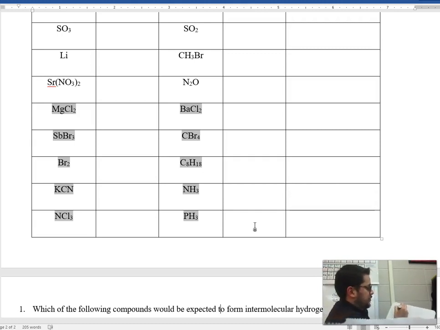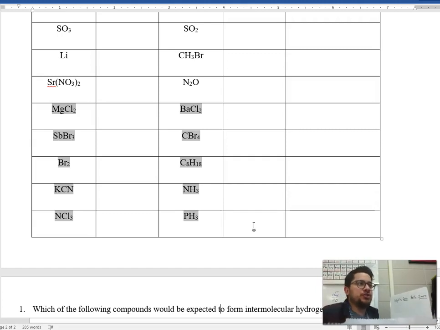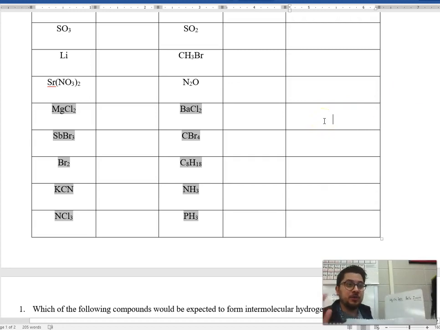I have MgCl2, which is ionic. And I have BaCl2, which is also ionic. So they're both ionic. So how can I figure out which one is stronger? Because that's the 3rd box over here. This 3rd box right here, you have to tell me which one is stronger.